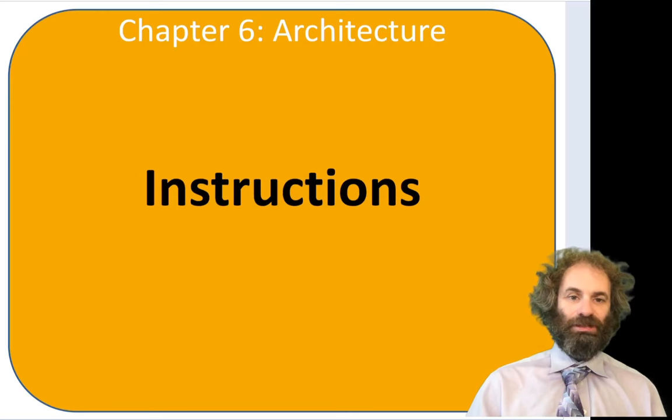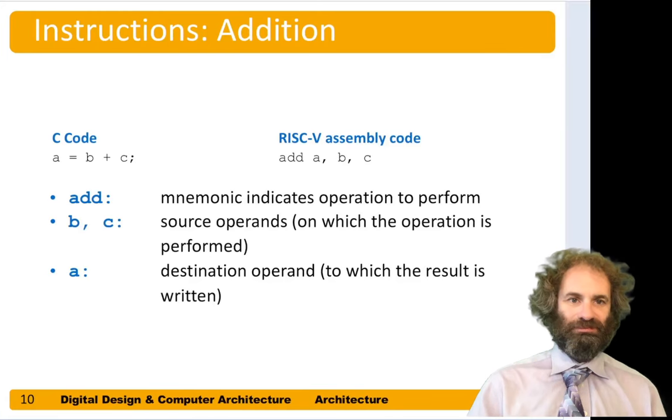Hello! In this video, we'll look at instructions used in assembly language programming. So, suppose we had a simple program like a = b + c, and we want to write that in assembly language. In RISC-V, we would write it as add a, b, c, or you might also read it as add a gets b plus c.